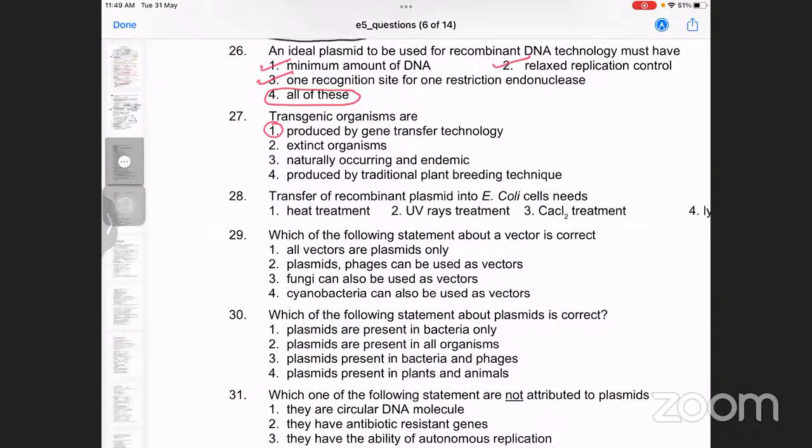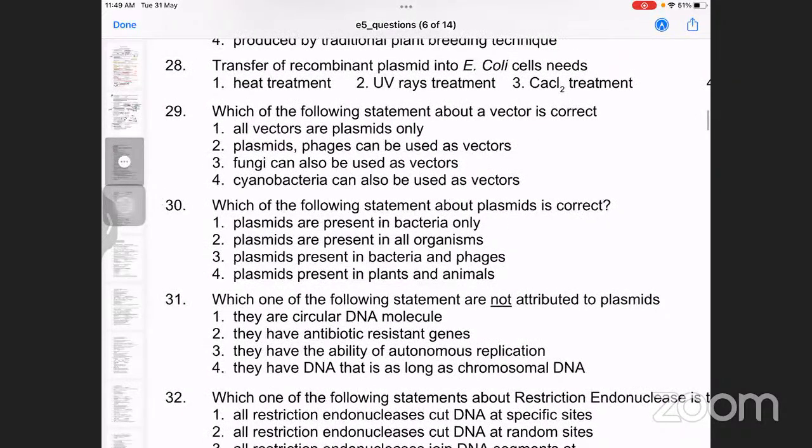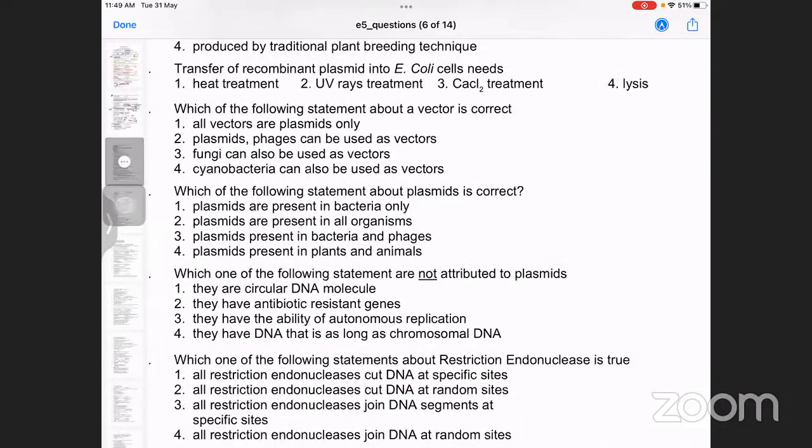Transfer of recombinant plasmid to E. coli cells needs heat treatment, UV treatment, calcium chloride treatment, or lysis. It is heat treatment. Okay, so what happens during heat treatment? There will be pores generated on the membrane, through which the plasmid can be easily introduced into the host. We call it heat shock treatment. It is not lysis, it is not calcium chloride treatment, nor UV radiation.